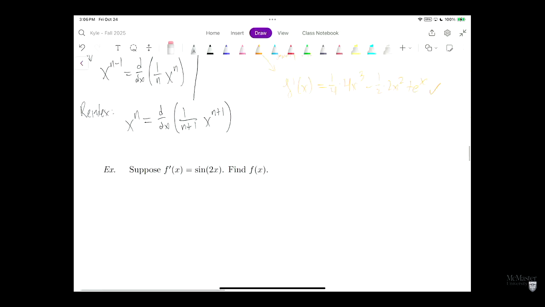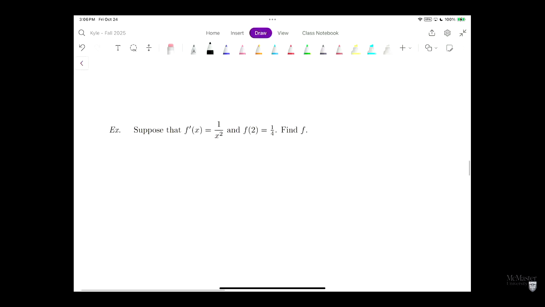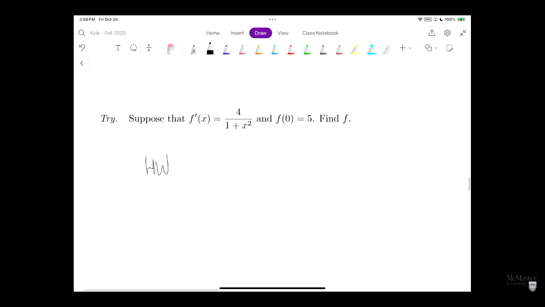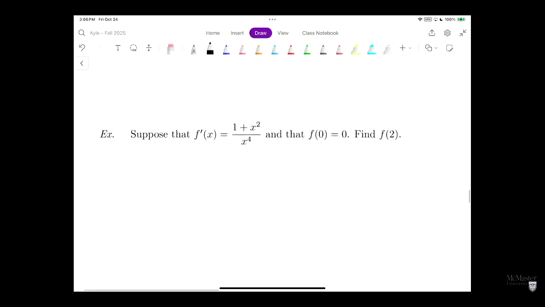So this is homework. I put like 7 questions on here of these. Oh no, this one's homework. Here we go, this is the one we're going to do next. So we'll let f prime equal 1 plus x squared over x to the 4. Let's find f of 2. I'll give you a sec to try this one on your own.